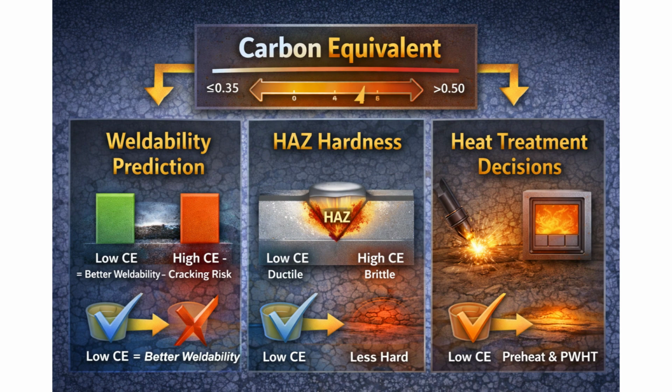There are three main reasons. Weldability prediction. CE predicts how easy the steel is to weld without cracking or defects. Heat-affected zone hardness. Higher CE means higher hardness in the HAZ, which increases cracking risk. Preheating or post-weld heat treatment. CE helps decide whether preheating, controlled cooling, or post-weld heat treatment is needed.